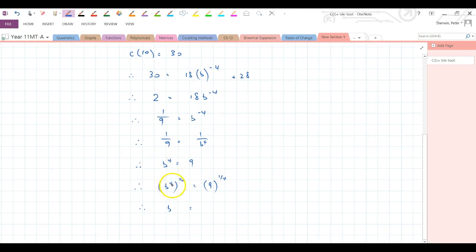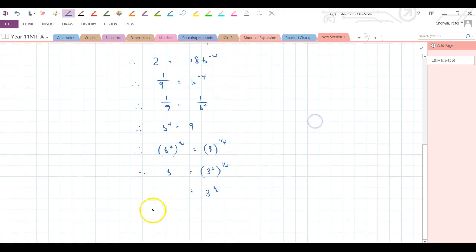So I can raise this to the power of 1/4, because that's what I want to do. I want to get b from b to the power of 4. But remember, what you do to one side, do to the other. So raising b to the 4 to the quarter, I've got to do the same with the 9. Now the 9 is 3 squared, to the quarter, so I can write this as 3 to the power of 2 times a quarter, which is a half. So therefore b is equal to 3 to the half, or the square root of 3.